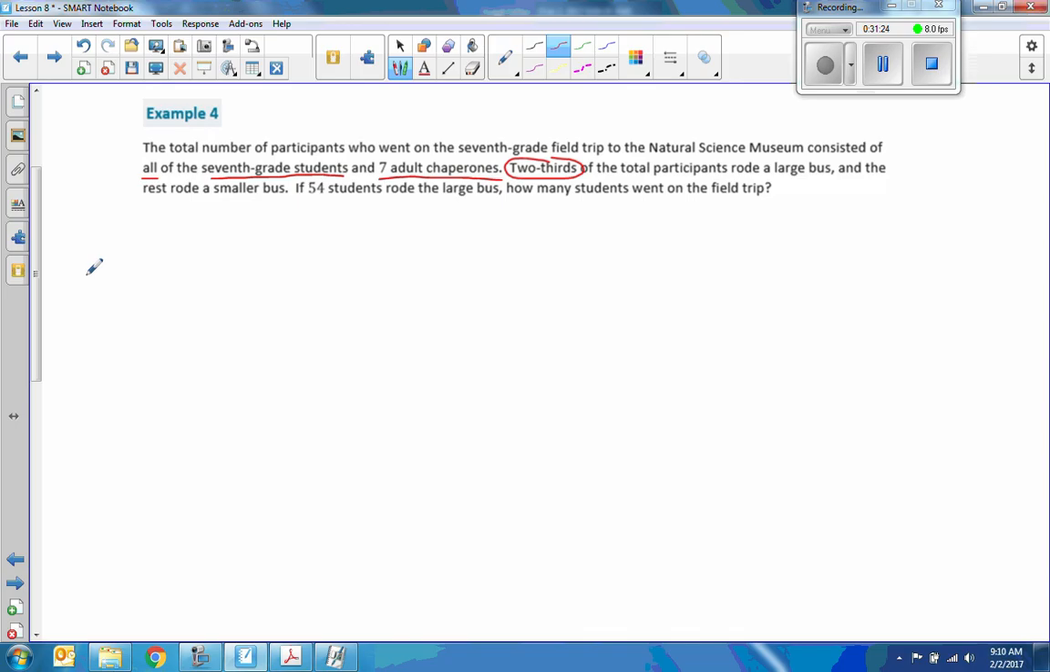Alright, so how can we set this up? Let S equal the number of students. So it says 2/3 of the total participants. And the total participants were students plus 7 adults. All of the 7th grade students plus 7 adult chaperones equals, if 54 students rode the large bus, how many students went on the field trip is the next question.